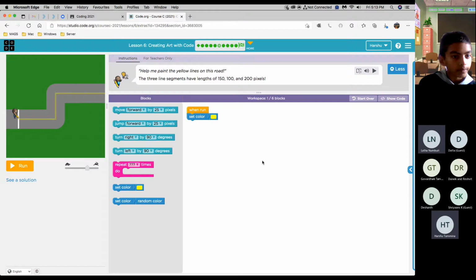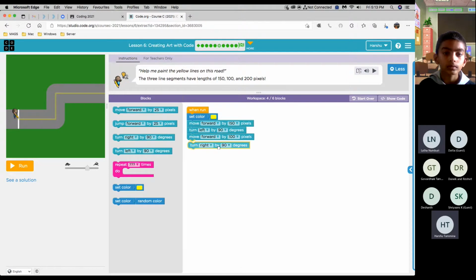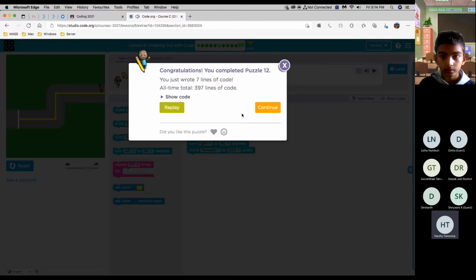Okay, move forward 150 pixels. Turn left 90 degrees. Move forward 100 pixels. Turn right 90 degrees. Move forward 200 pixels. Okay. Let's see if that's correct. Good job.